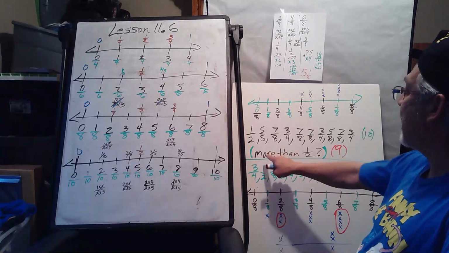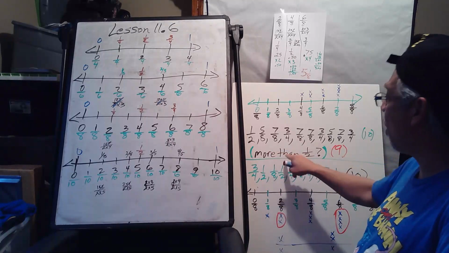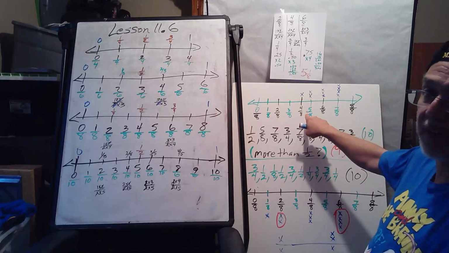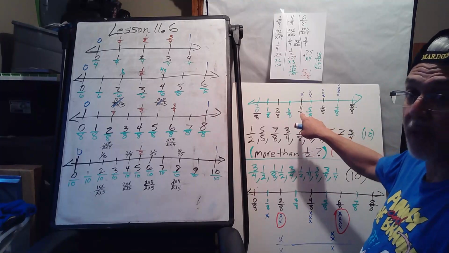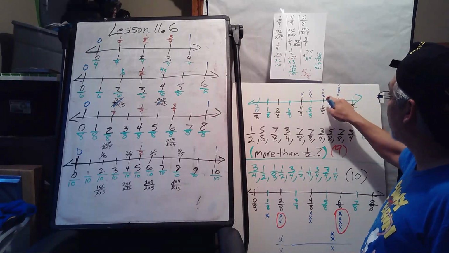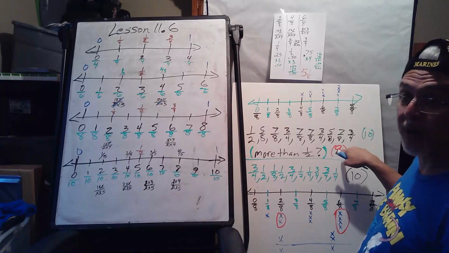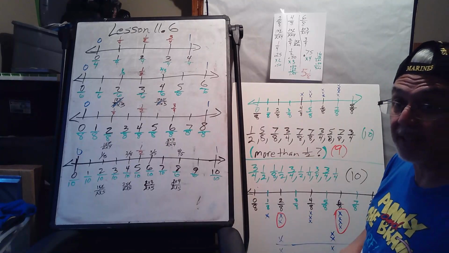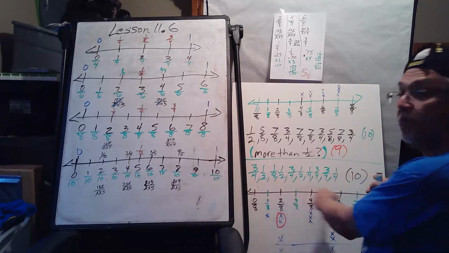It says, which one of these or how many of these are more than a half? Isn't 4 over 8 a half? So that means it's not allowed. So we're going to cut it off. 1, 2, 3, 4, 5, 6, 7, 8, 9 is your answer. It is that easy. Alright, so now we've got 10 more again.